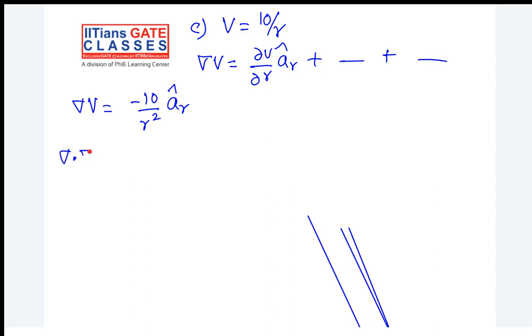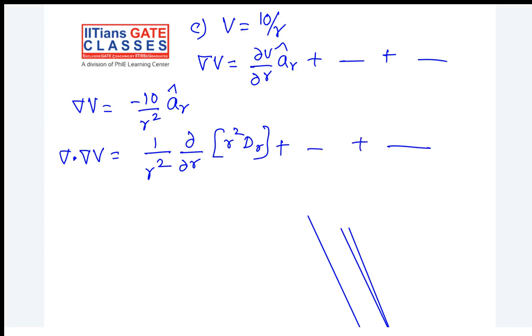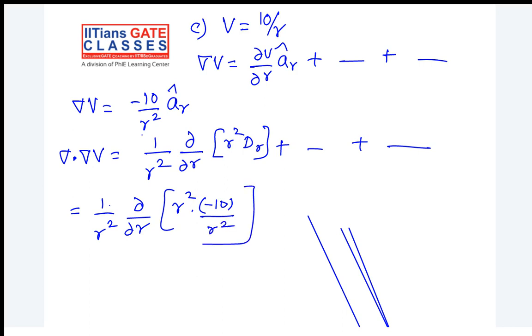When you look at the divergence of this gradient, in the case of spherical, the divergence equation is given by 1 by r square dou by dou r of r square into dr, plus the second and third terms, which you need not worry about because there are no theta and phi terms. So 1 by r square into dou by dou r of r square into dr, where dr is the a r coefficient, that will be minus 10 by r square. You can see here r square gets cancelled, and 1 by r square into differentiation of minus 10, since it's a constant, the differentiation will be 0. So straight away the answer will be 0 here.